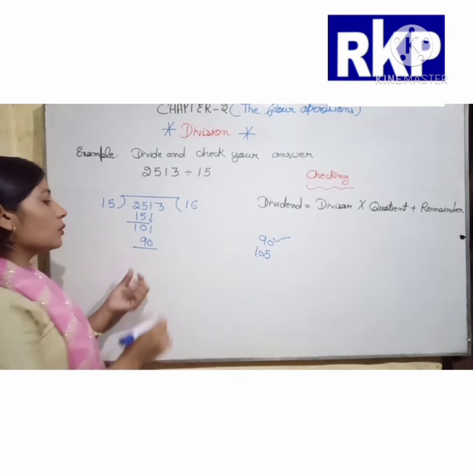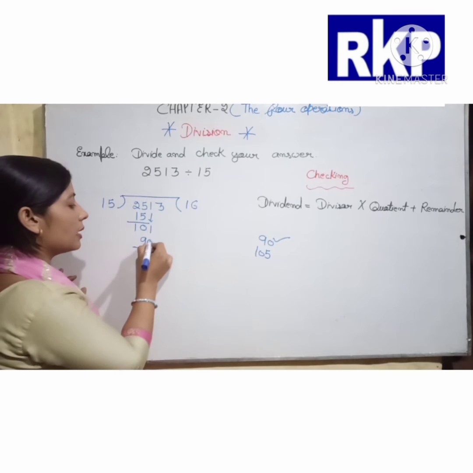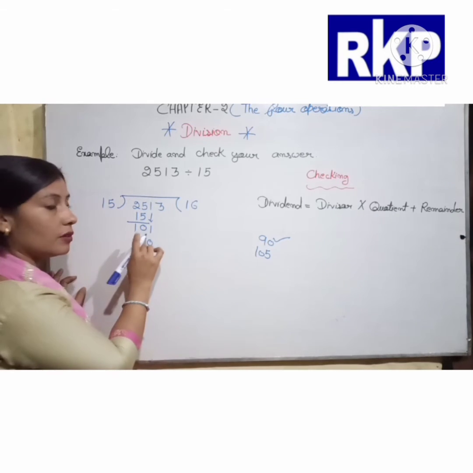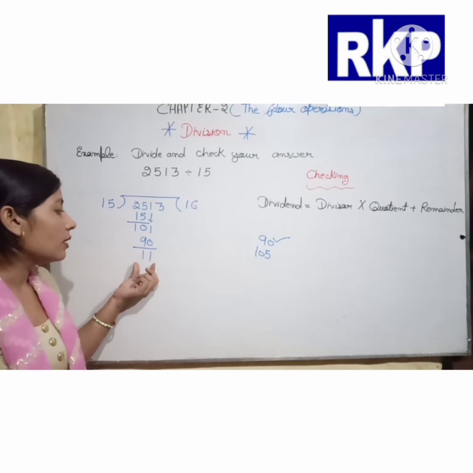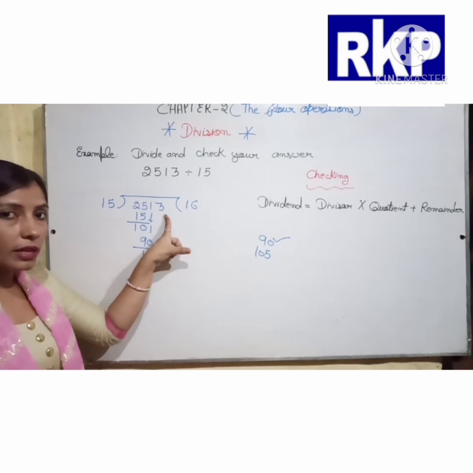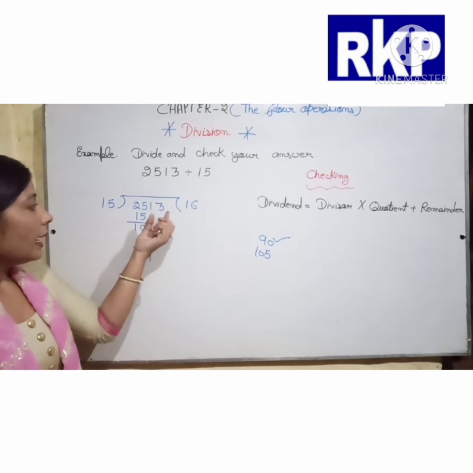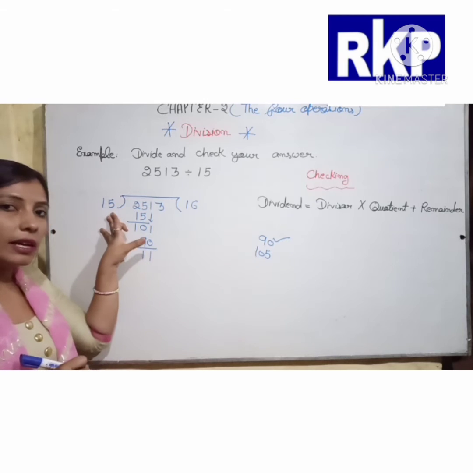Now we have to subtract 90 from 101. So here 1 minus 0 1 and here we have 0. So 10 minus 9 1. Here 11 is our remainder, but here we have one more digit also. Okay. And here beta you can see 11 is smaller than our divisor.